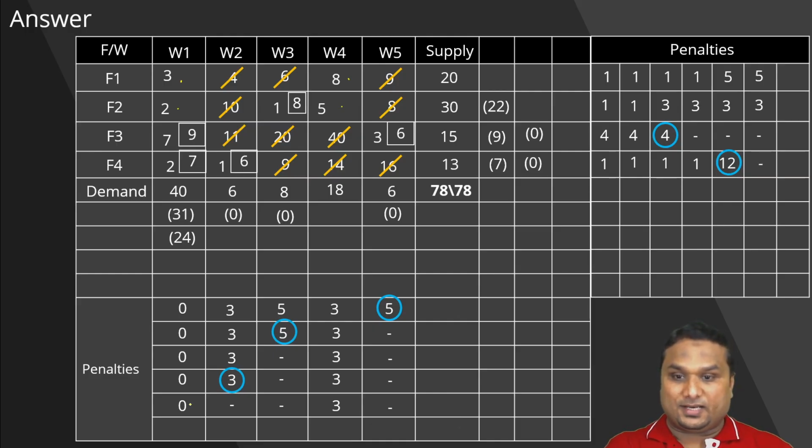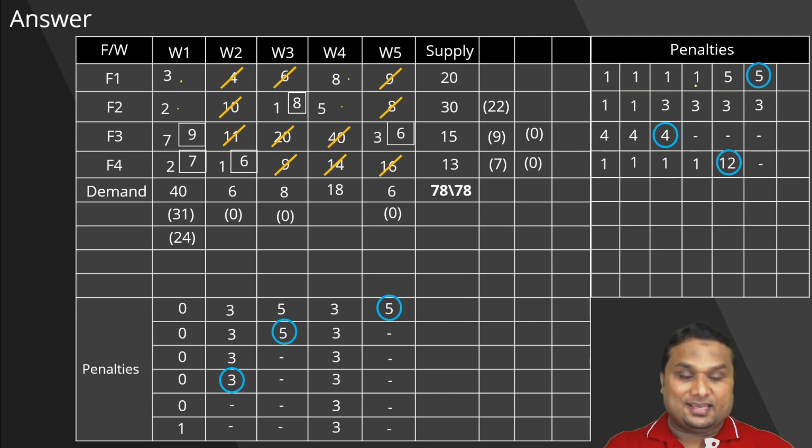Now we have to find out the penalty here. 3 and 2. The penalty is 1. No penalty. 8 and 5. The penalty is 3. Now which is the highest penalty? The highest penalty corresponds to this 5. So we choose this 5. Highest penalty is 5.